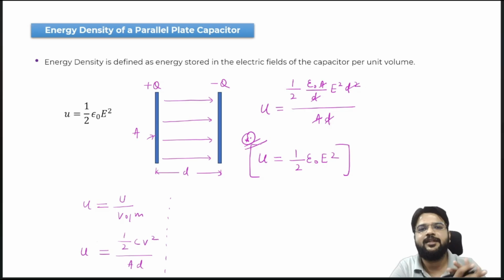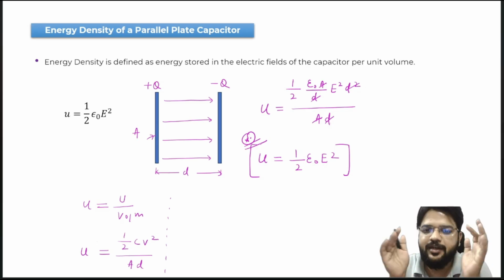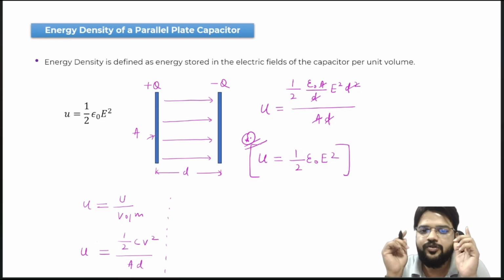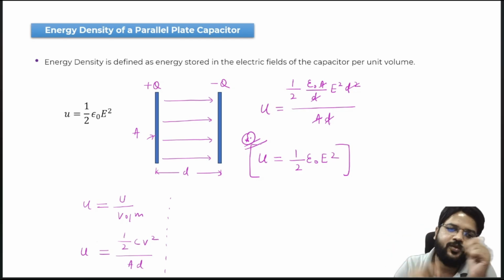Correct? So what is the energy density for the parallel plate capacitor? It is half epsilon naught E square. So keep this result in your mind, everyone. Note down.